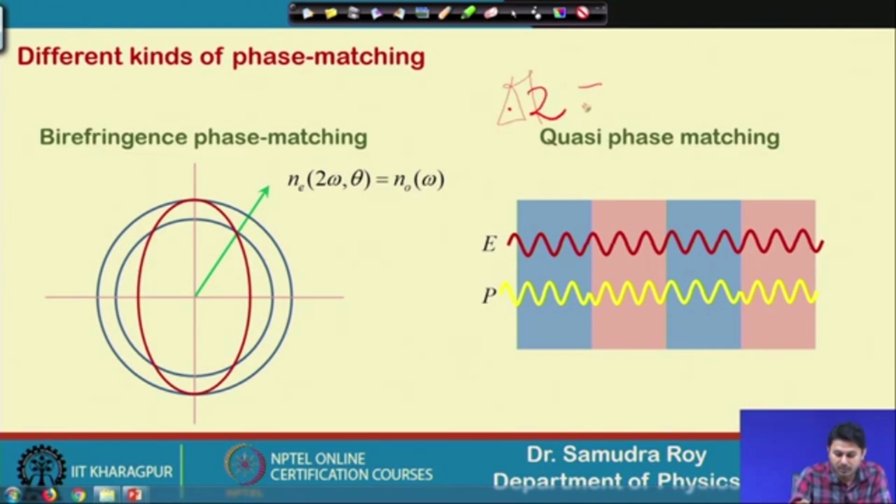Delta k equal to 0 is our phase matching condition. Let me write once again, delta k equal to 0 is our phase matching condition, but we never mentioned how to make delta k equal to 0. We assume that if delta k equals 0, we have phase matching. We know what happens when delta k equals 0, but now we need to understand the procedure to make delta k equal to 0.